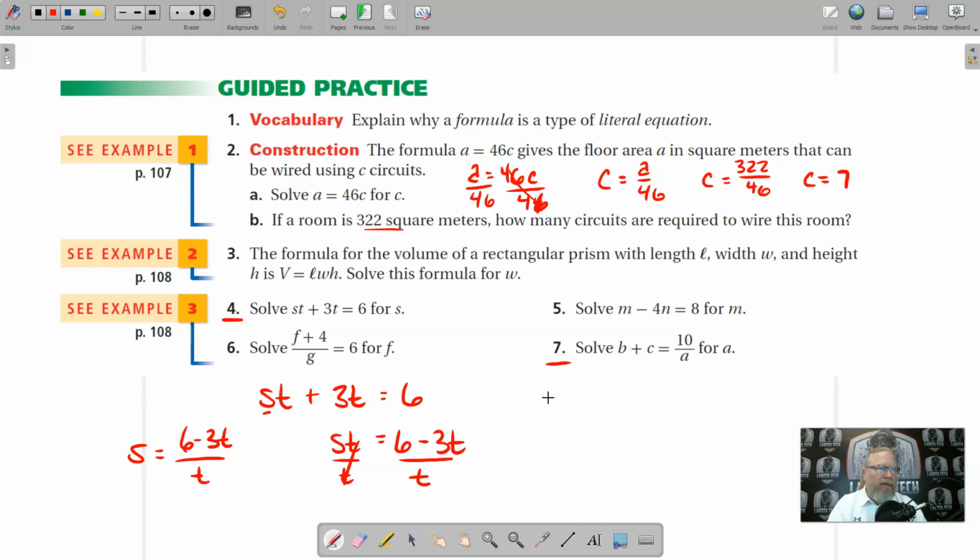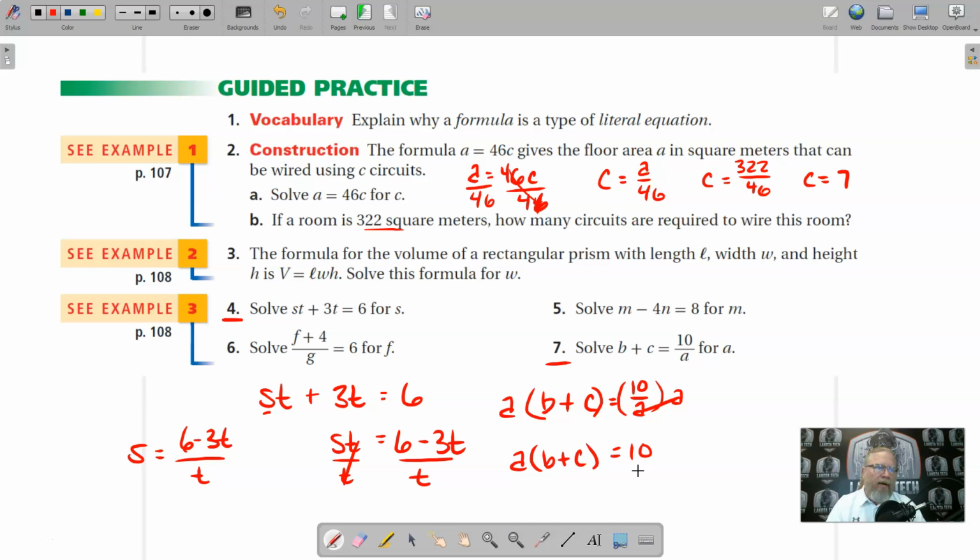All right, on the next one, I have b plus c equals 10 over a. They want me to solve for a. So a's in the denominator. What are we going to do? We're going to go ahead and multiply by the denominator, right? Put all this here. Do a. The a's will cancel each other, leaving me with 10. And a times b plus c.